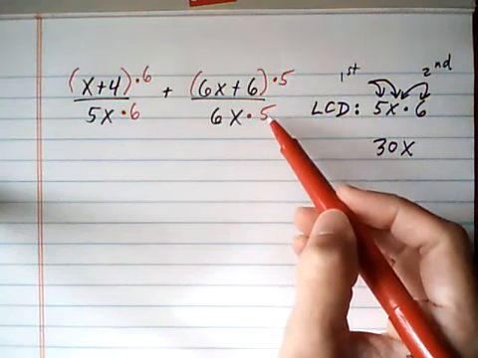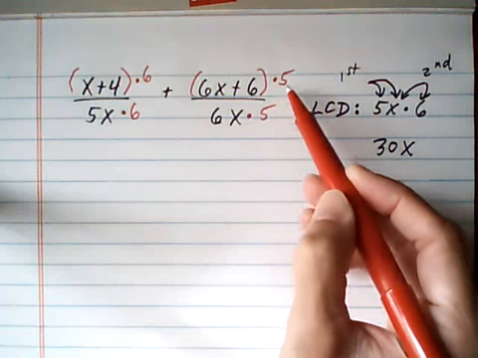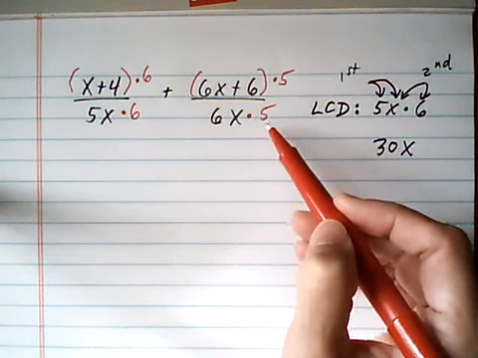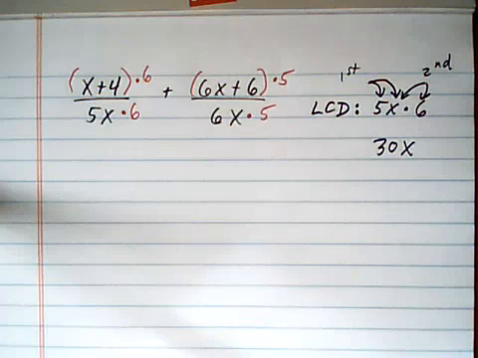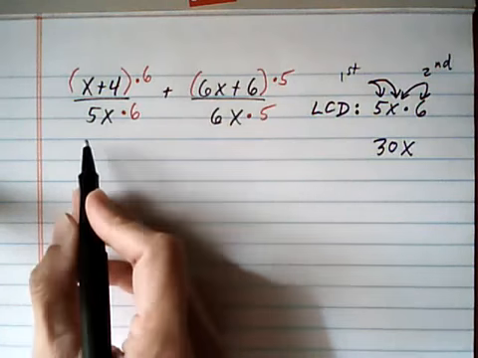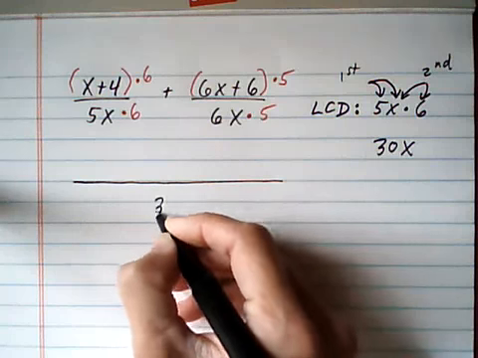So what you're really doing when you multiply an entire fraction by a number over itself, like 5 over 5, you're multiplying it by 1. So you're not changing the value of the fraction, you're just changing what it looks like. And that's what we're trying to do here. We're trying to make them look like the same denominators. So now we've got a common denominator of 30x.